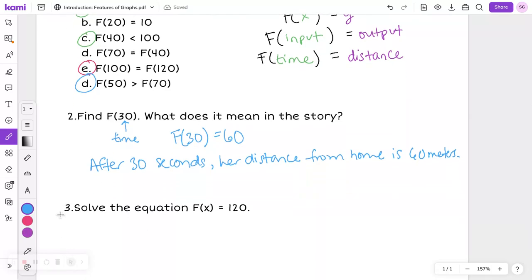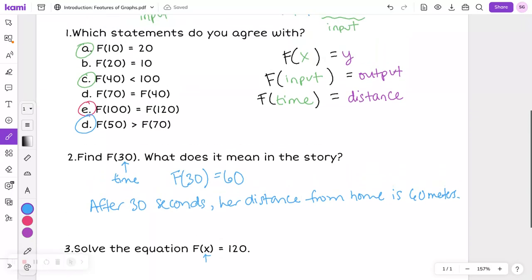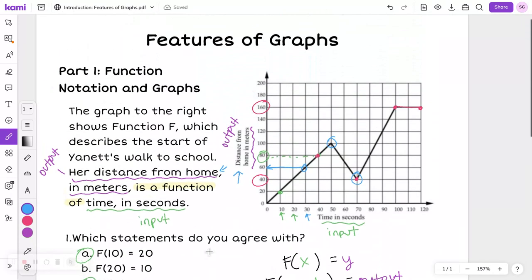There's one final one here. This one says solve the equation. We are trying to find what number x would be. I'm going to scroll up to that graph and let you try this one. So you're solving f of x equals 120. Using this graph, see if you can figure out what x equals. Pause the video and do that now.